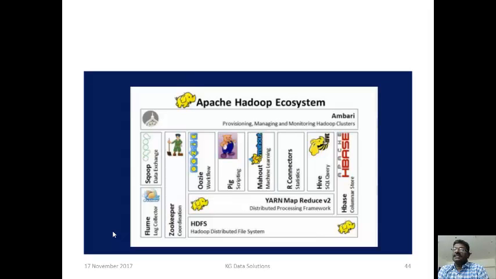And there are different components like Pig. We'll be talking in detail about Hive. I'll give an overview of all this in the next slides.